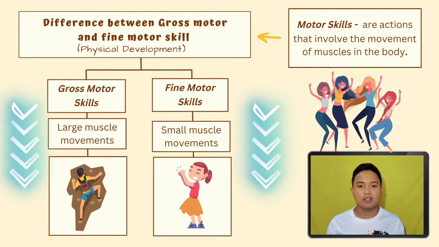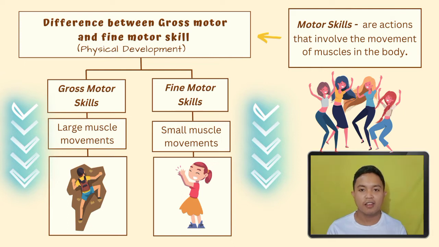Gross motor skills and fine motor skills develop during infancy and toddlerhood. What are their differences? Gross motor skills involve mastery of large muscle movements, as well as the building of strength in muscle groups like the arms, legs, and core. Examples of this are reaching, rolling, crawling, walking, and climbing.